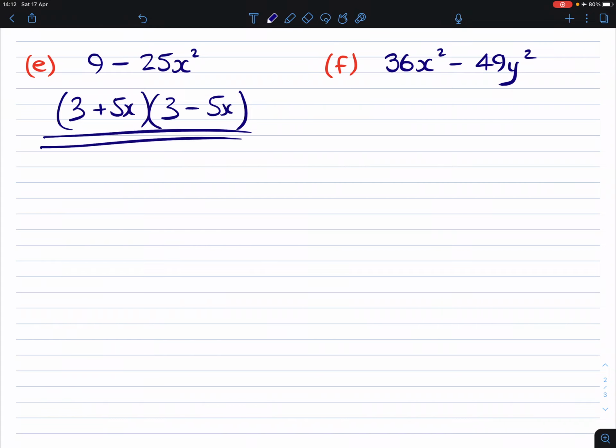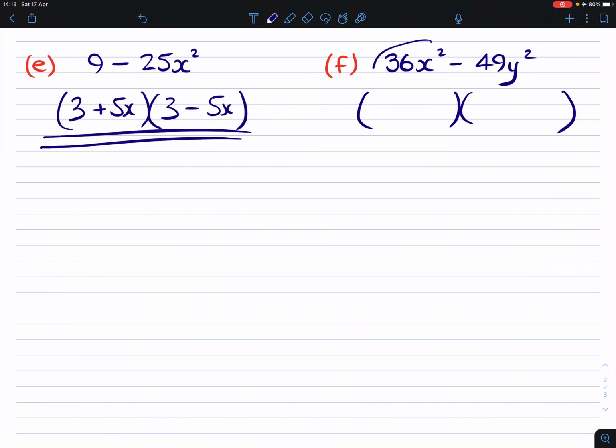And lastly, 36 and 49 do not have anything in common. There's no y's in the first term, there's no x's in the second term, so there's no common factor. We do, however, have two terms that both have a nice square root. We have a difference of them, we have a takeaway sum in between, so it's a difference of two squares.